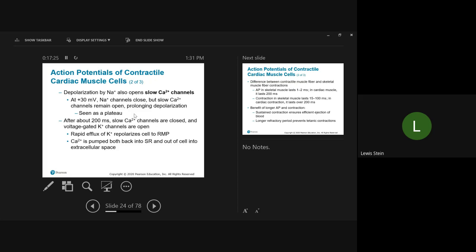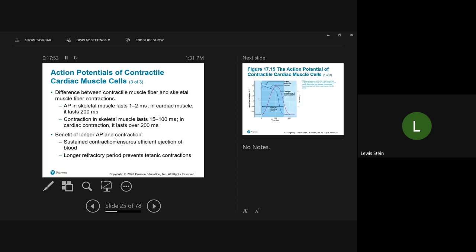So that's where calcium channel blockers help with cardiac function as well. After about 200 milliseconds, 0.20 of a second, slow calcium channels close and voltage-gated potassium channels are open. That will bring it back down to resting. Calcium is pumped both back into the SR and out of the cell. So it's just like smooth muscle. You have some in the sarcoplasmic reticulum, but you have a lot that's extracellular, and off we go again.